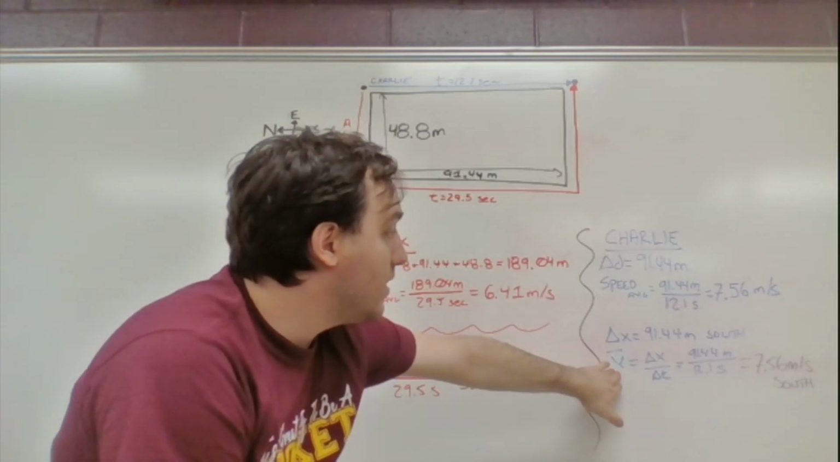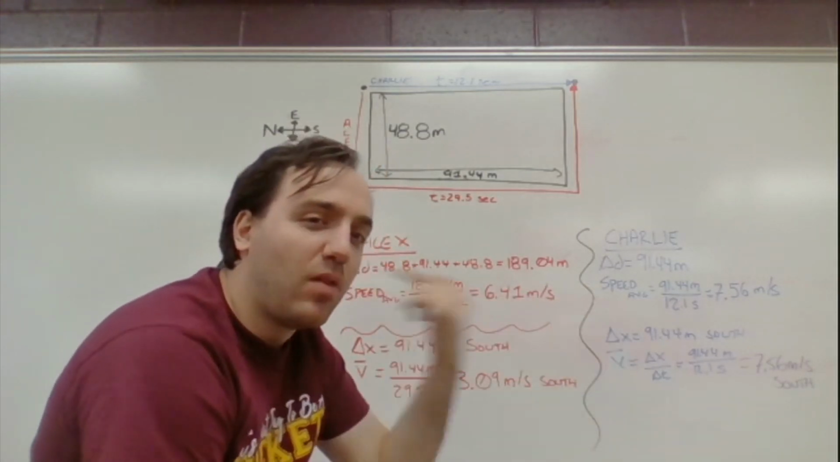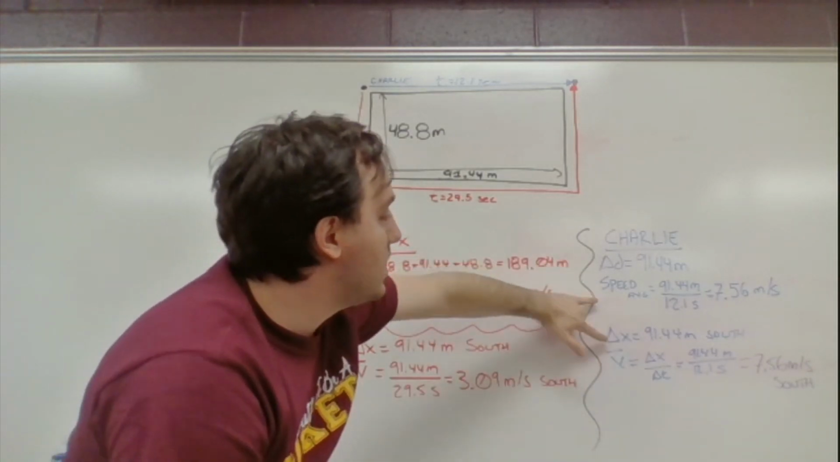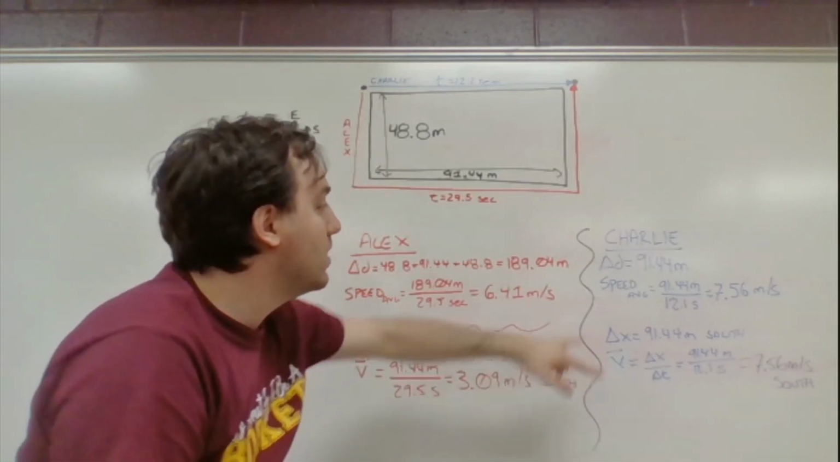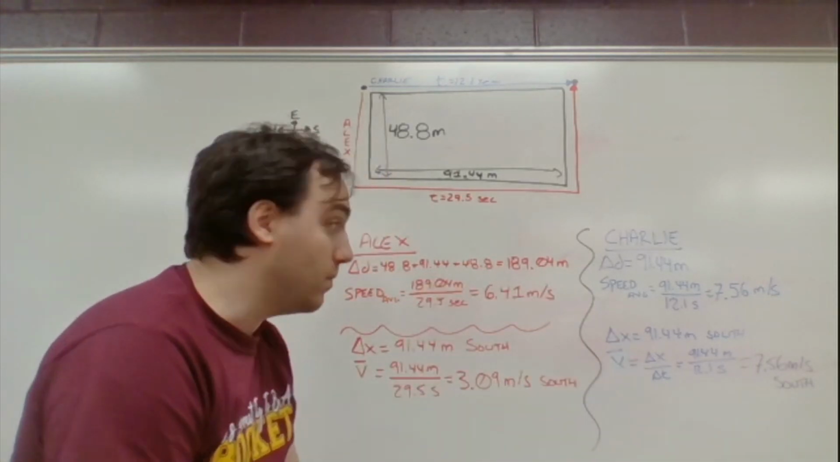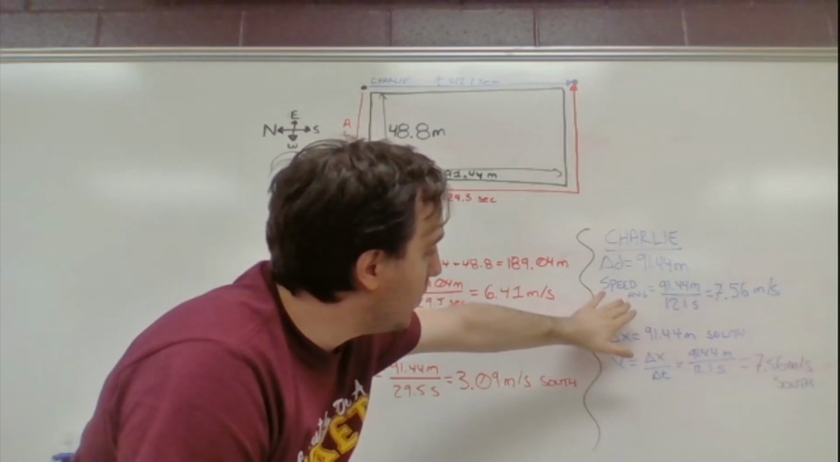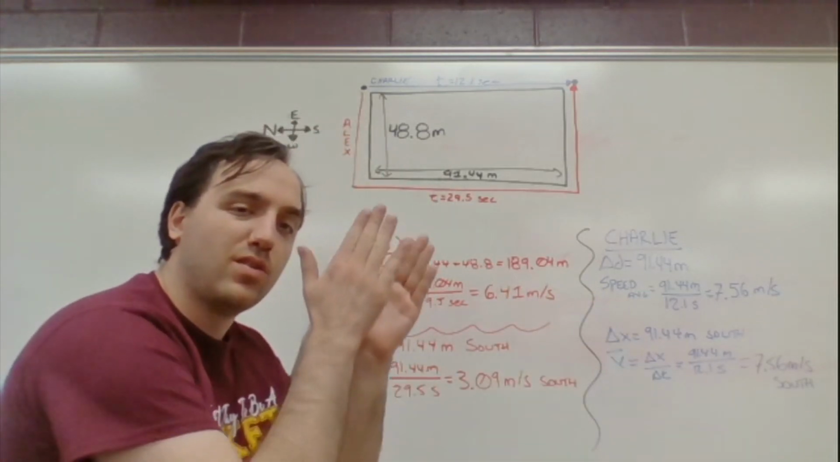The velocity is the same as the speed. Again, same logic there. Because the distance and the displacement are the same number, the speed and the velocity are going to be the same number. But that's only because they're moving in a single straight line.